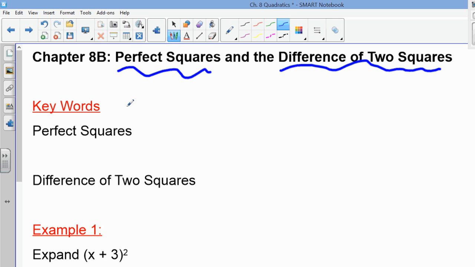We know that a square is a shape where all four sides are the same length, and 90-degree corners. So if we have a perfect square, that means if one side is 5 centimeters, the other side is going to be 5 centimeters. So when we talk about a perfect square as a number, we're talking about 5 being squared, or the number 25.